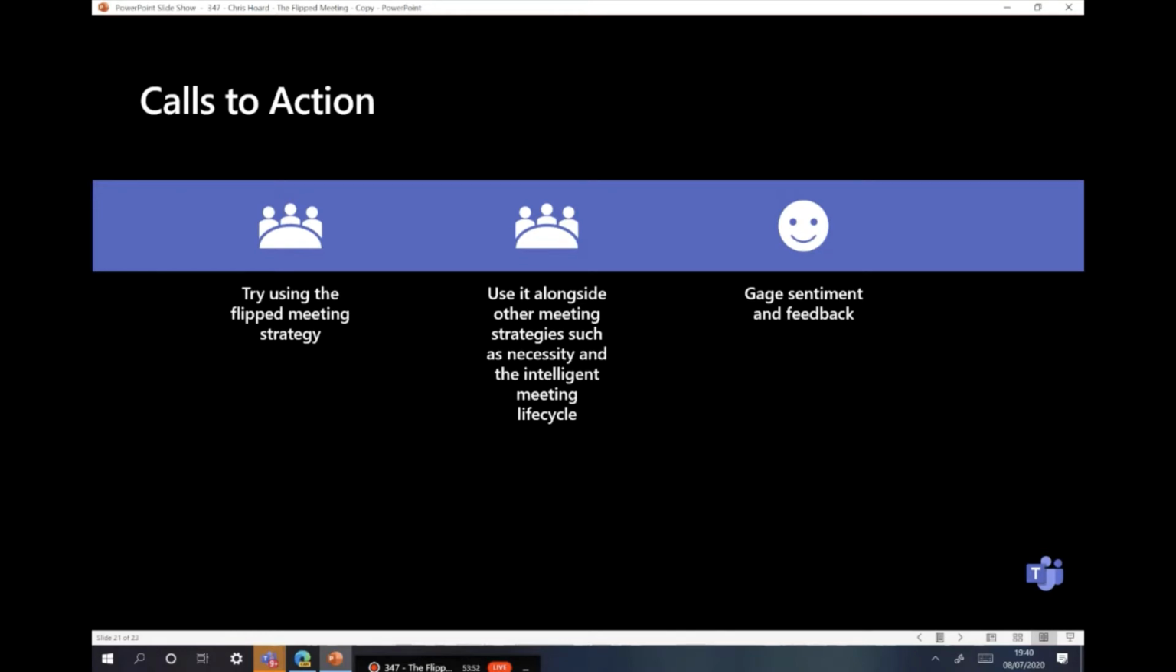And third, gauge sentiment and feedback. Don't just have sentiment and feedback for the meetings that you run with a flip meeting strategy. Also take sentiment and feedback before you actually do it, so that you can compare and contrast and see if it has had a beneficial effect. If it is, then you can show within your organization that it had some positive outcomes, and it has had positive impact in terms of how productive people feel that they are, how satisfied they are with their meetings, and that you get a bigger return on investment of those meetings.